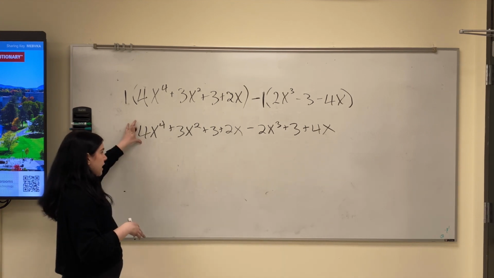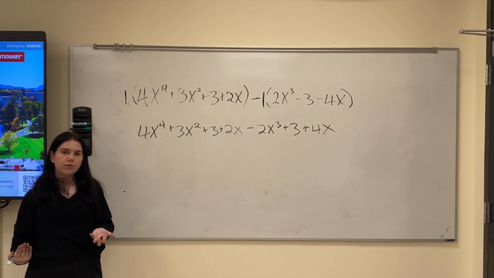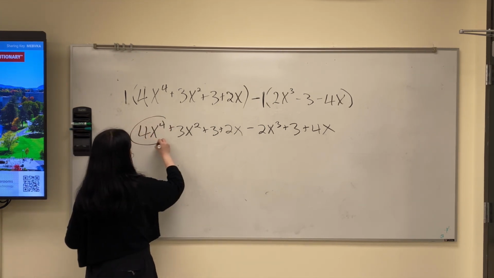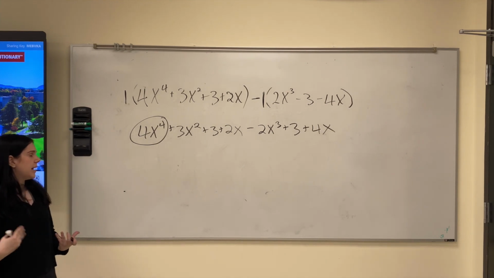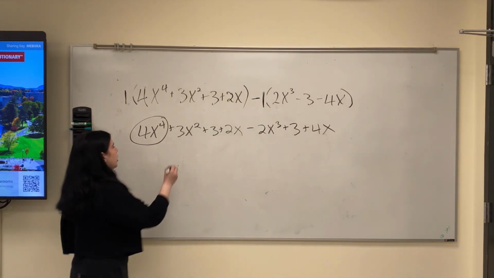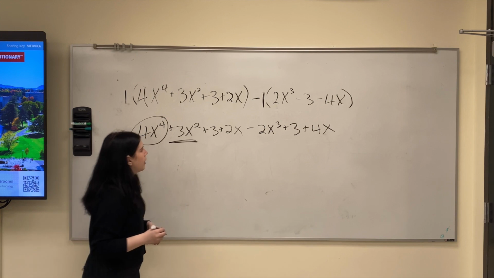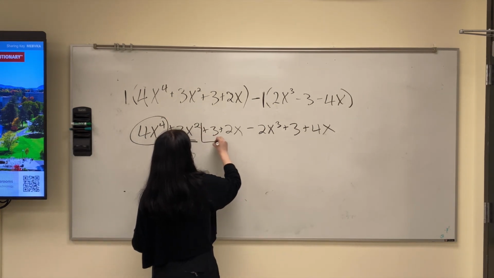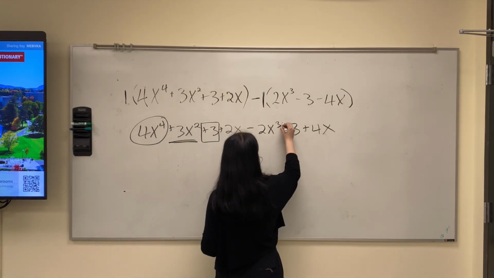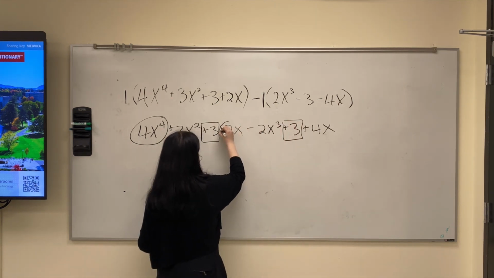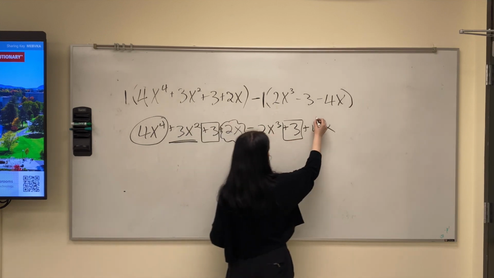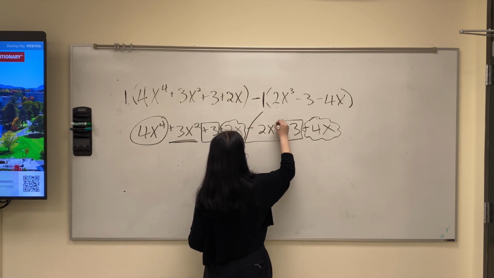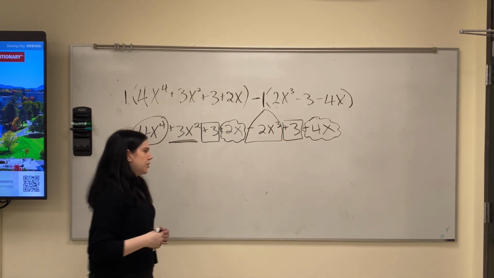And then for the next step, we want to write this polynomial in simplest form. So in order to do that, we're going to combine like terms. So I'm going to go ahead and draw a circle around all of my terms containing x to the power of 4. I am going to underline all of my terms containing x to the power of 2. I am going to draw a box around all my constants. I'm going to draw a little cloud around my terms containing x. And I'm going to draw a triangle around my x cubed term.